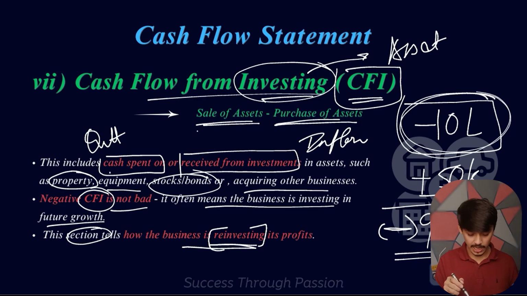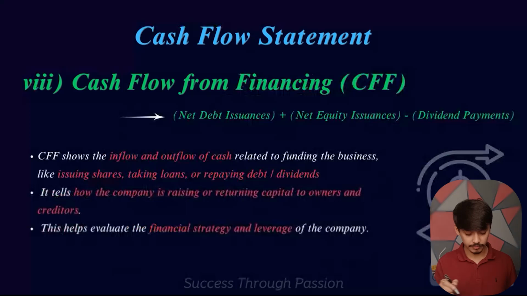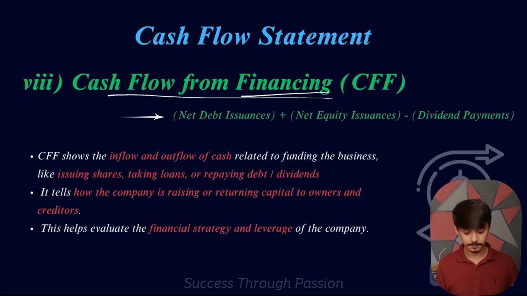The final element of the cash flow statement is CFF, that is cash flow from financing. In the previous modules, we have understood that a business does not have cash on its own. It has to raise funding from outside to run its business operations. The cash flow from financing element of the statement will help you understand how the business is financed. And we also understood that there are two ways to finance a business. It could be either through debt, or it could be through equity, where you are sharing a portion of your business with the investor.